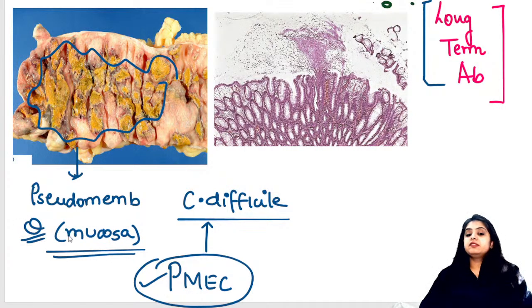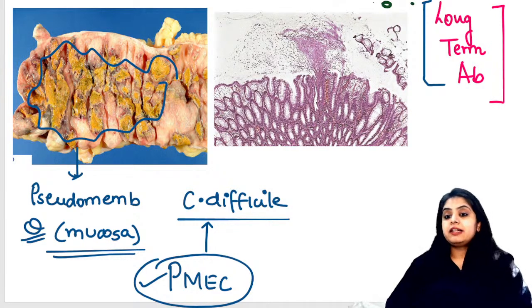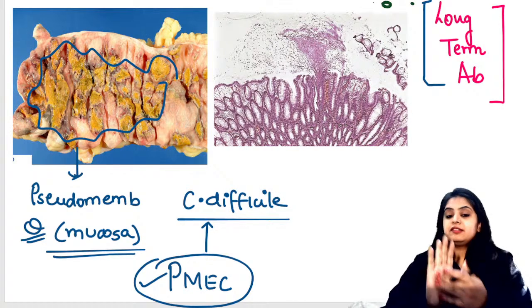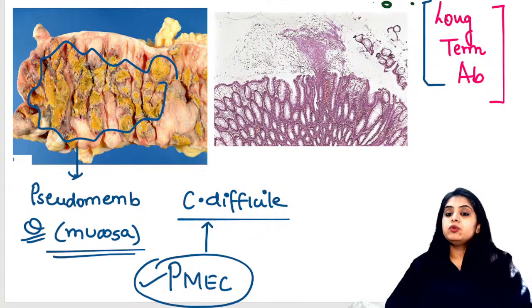This was a question in a previous year: the membrane, where is it formed? On the inside or the outside? So remember, the membrane is formed on the inside part. That is, the mucosal part has the membrane. Finally, they asked you, why is the mucosa having the membrane?